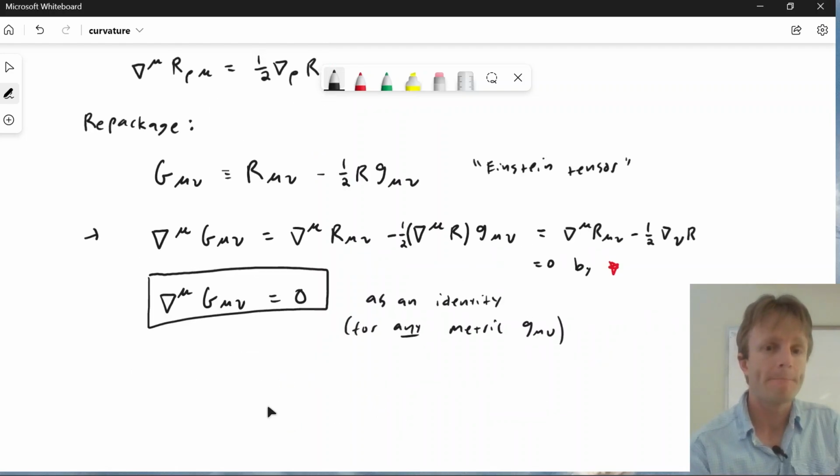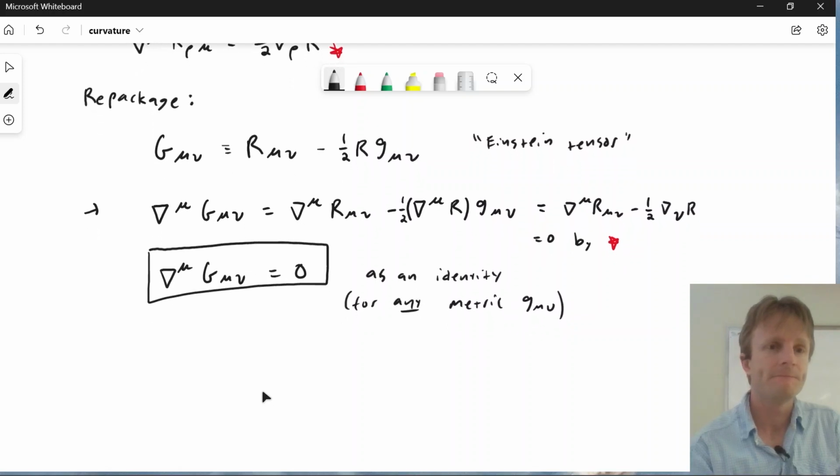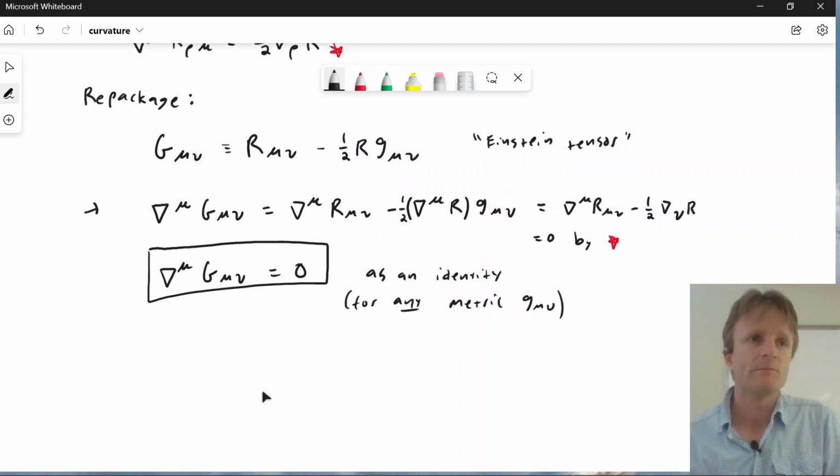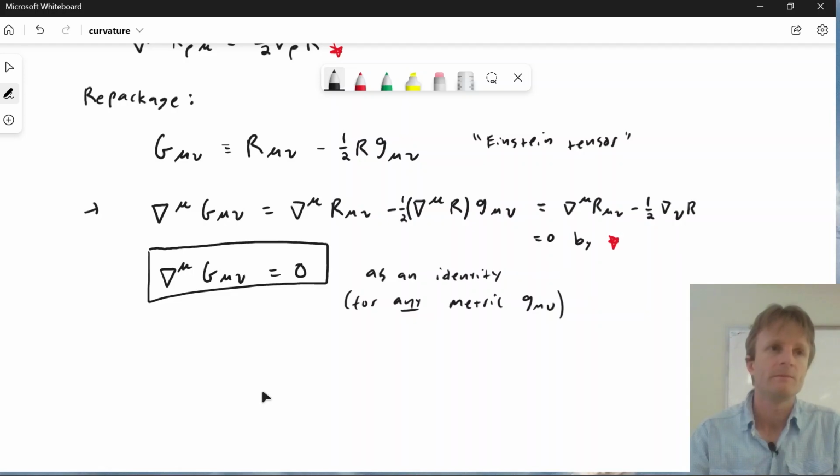Yes? And the reason that we want this first derivative to vanish is just because we want it to match up with the stress energy tensor?